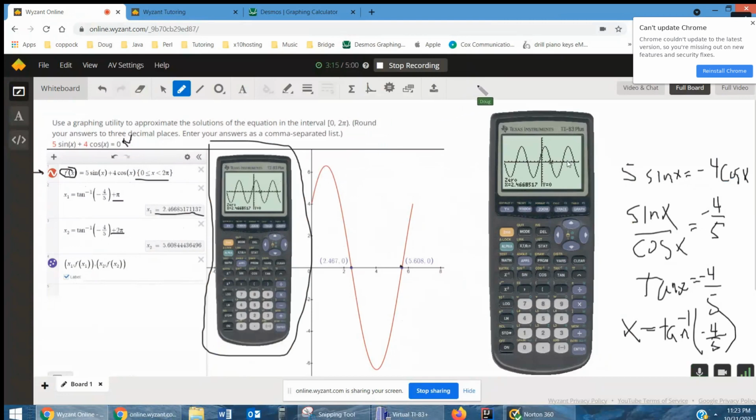Okay, and you can do the same thing for this root here. You just have to click second trace, go to 0, and then move the cursor to the left and to the right of that root.